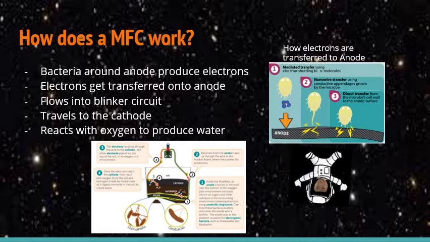After this, the electrons flow into the blinker circuit, which makes the LED blink. They then travel to the cathode, where they react with oxygen to make water. This completes the electrical circuit.